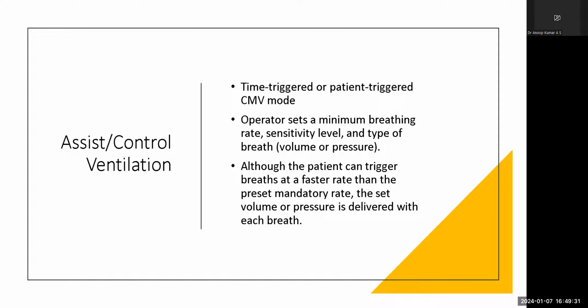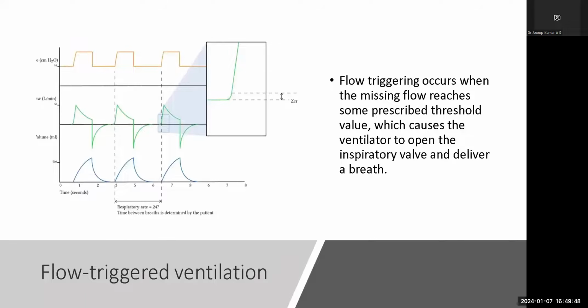Suppose I'm keeping a volume of 400, even if the patient's attempts are poor or the patient is not having enough respiratory effort, even then it is always 400 ml. But if it is an SIMV, each time the volume will be varying depending on the patient effort.